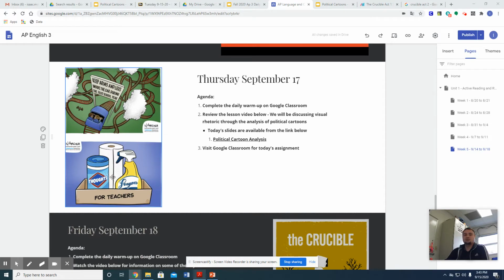And then, of course, sticking with COVID-19, you can see four teachers fled in the place of Clorox wipes and Lysol, thoughts and prayers. So obviously, this is a reference to thoughts and prayers whenever any tragedy happens. A lot of times with shootings, they'll say our thoughts and prayers go out to the victims and the family.